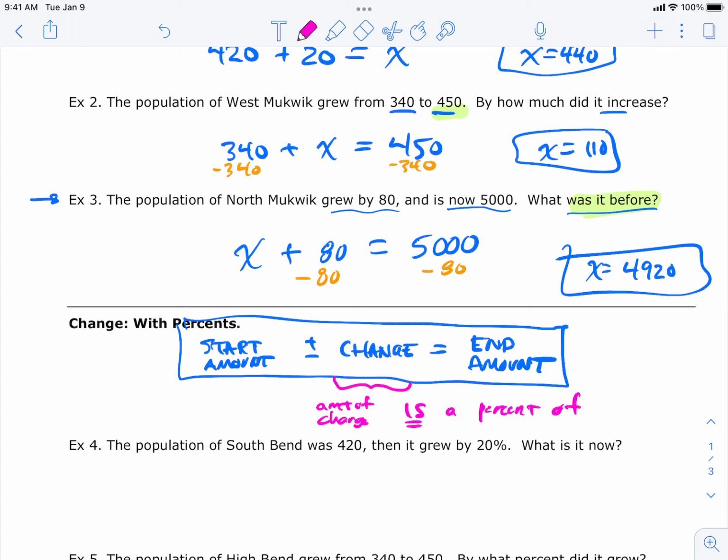of the starting amount. Does the lesson from last time now seem to be ringing a bell and making sense? The amount of change equals the percentage, make it a decimal, of means times the starting amount. Now the key here, and this is the part that can trick people, is it's always of.